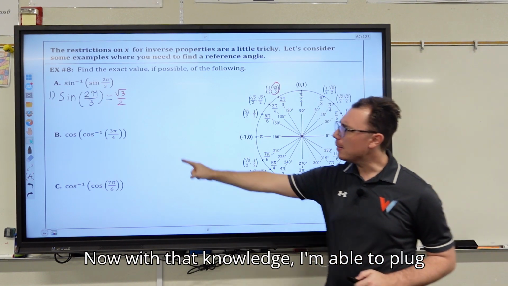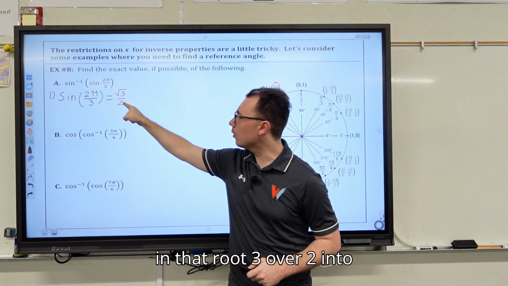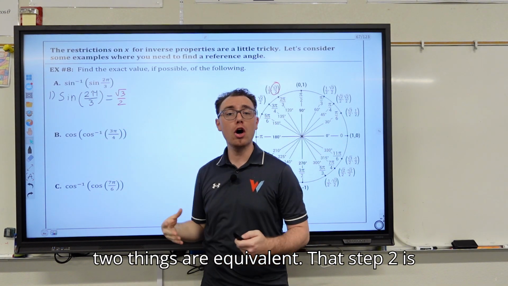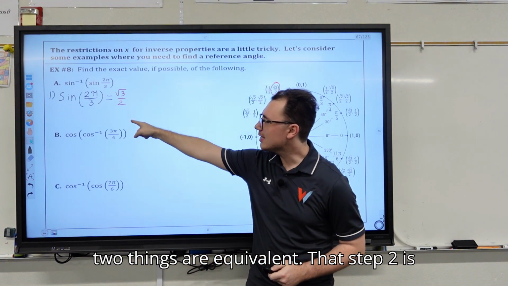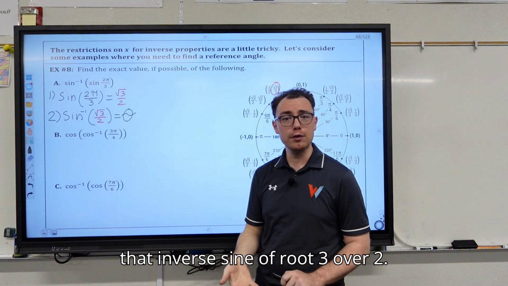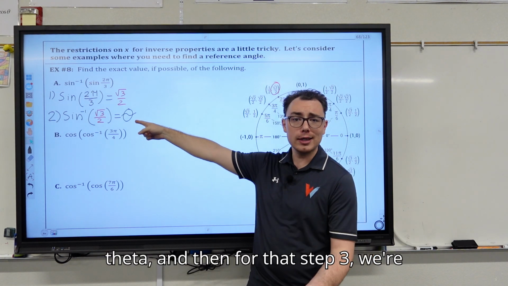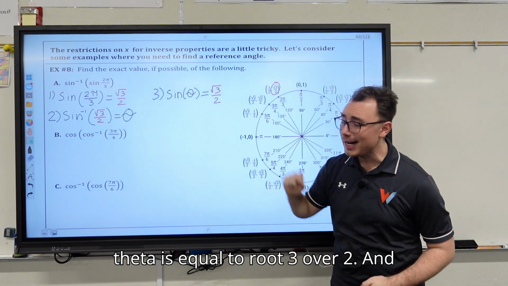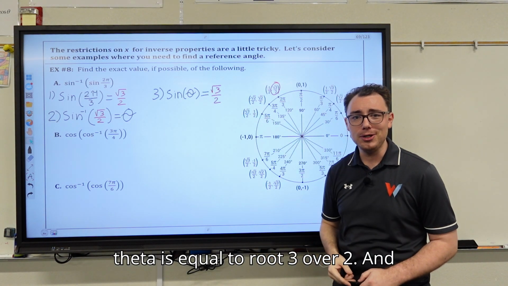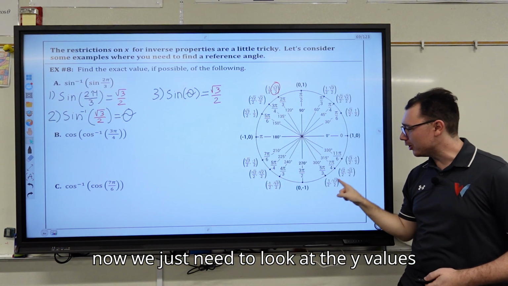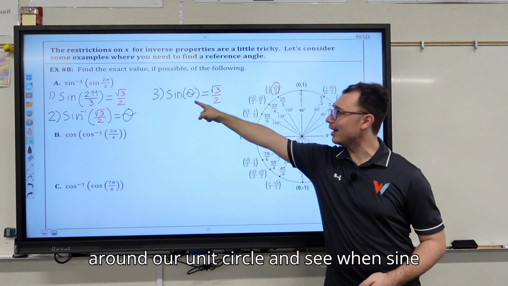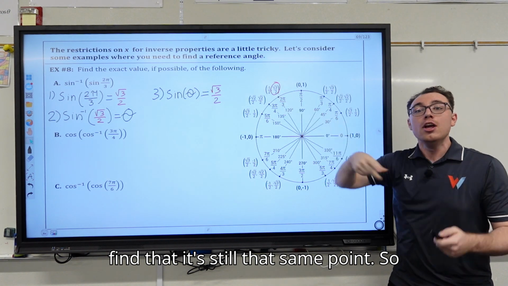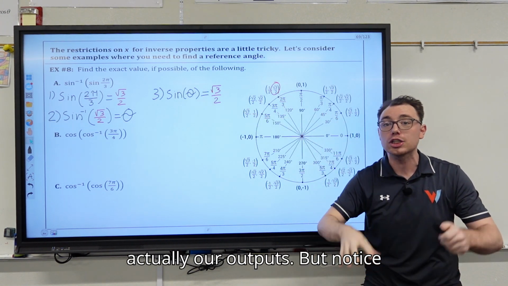With that knowledge, I'm able to plug that √3/2 into the inverse sine function, because these two things are equivalent. Step 2 is the inverse sine of √3/2. We're going to set that equal to theta, and then for step 3, we make this sine of theta equals √3/2. Now we just look at the y values around our unit circle and see when sine of theta equals √3/2, and we find that it's still that same point. So this is a good sign. Our inputs are actually our outputs.